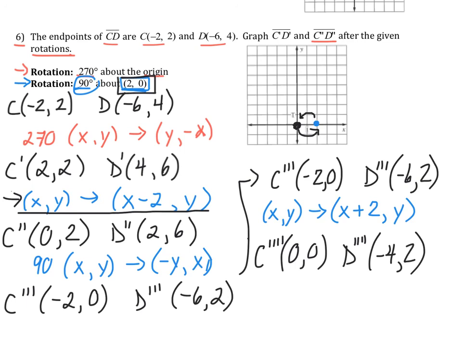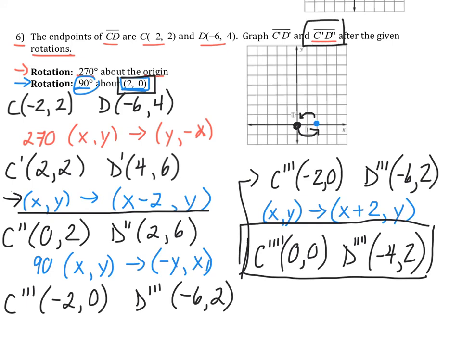So this is my final answer. So this is actually what they were looking for. They were just calling it C double prime and D double prime because there's really only 2 movements that took place. It was just 2 rotations back to back. But this is my final answer.